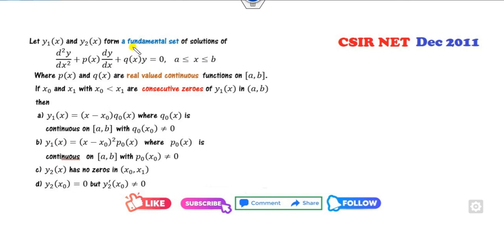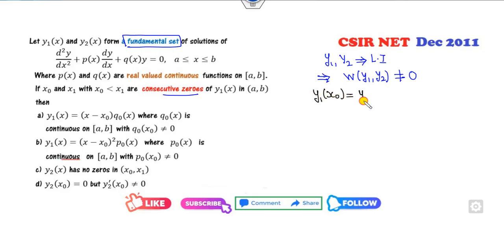Y1 and Y2 are my fundamental sets. What is the meaning of the fundamental set? Y1 and Y2 are my LI. Fine. So once it is LI, that means the Wronskian of Y1 and Y2 is non-zero. P and Q are real-valued continuous functions such that x0 and x1 are the consecutive zeros. So y1 of x0, y1 of x1, it is given to you as a 0.